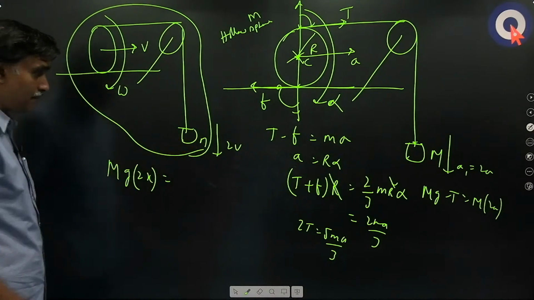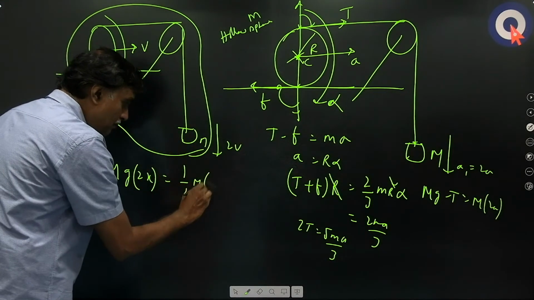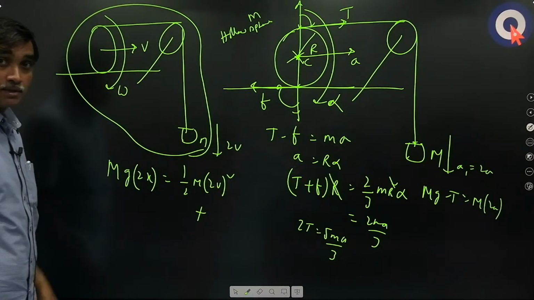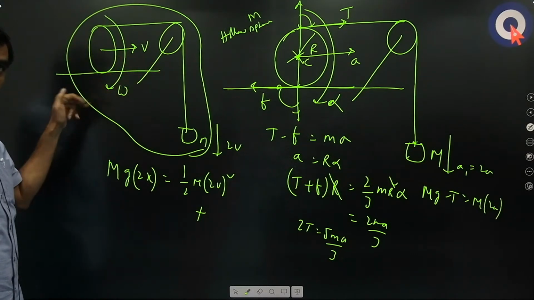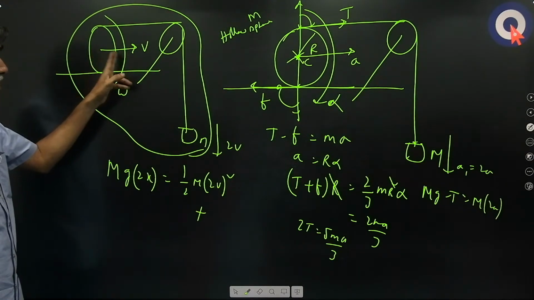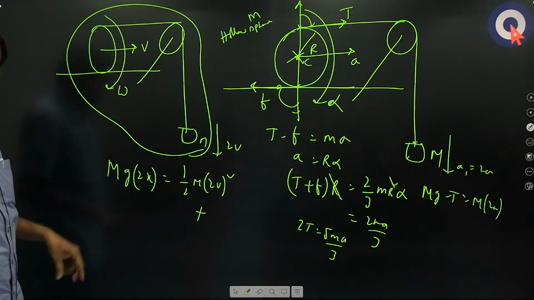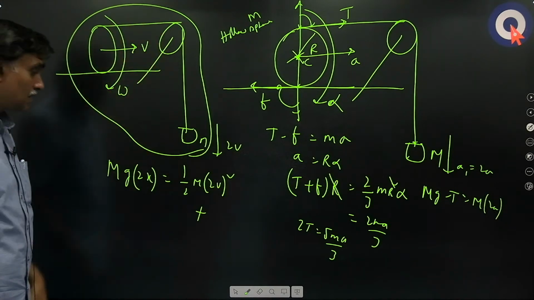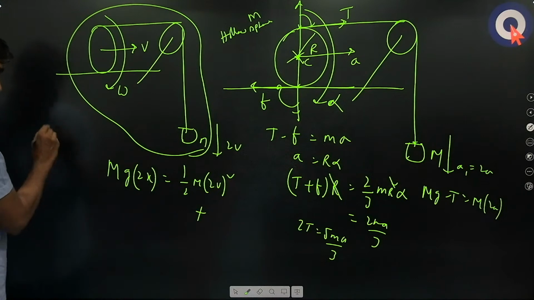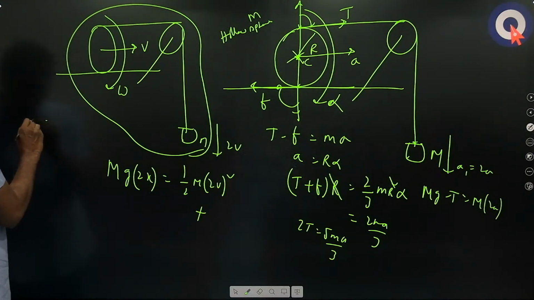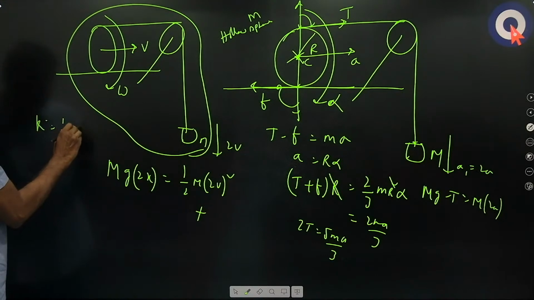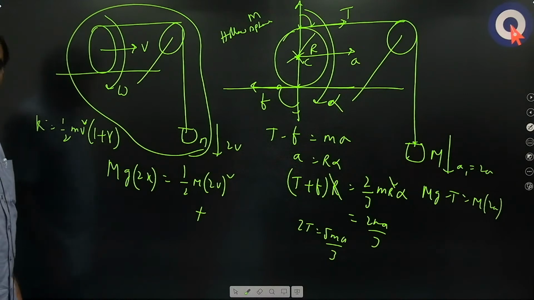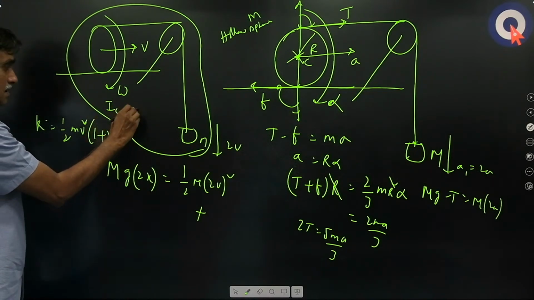So what is kinetic energy gain for this block? Half into capital M into 2v whole square. Plus, for this, what is kinetic energy? It has translational kinetic energy and also rotational kinetic energy. So it is half small m v square plus half I omega square. But when any body is rolling on a fixed surface, then what is kinetic energy? When a body is rolling on a fixed surface, then kinetic energy is given by half mv square into 1 plus gamma, where its moment of inertia about center of mass is gamma mr square.